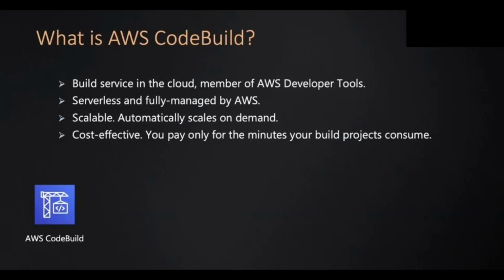Okay. So let's say build, AWS CodeBuild. CodeBuild is about building the service in the cloud. It is a member of AWS developer tools. What is building? Building means you're doing a code build. Generally we write the source code, then the source code is built. Once you build, you have the binaries ready. The binaries are generally used during runtime to run an application or a service or a web server or an application server and things like that.